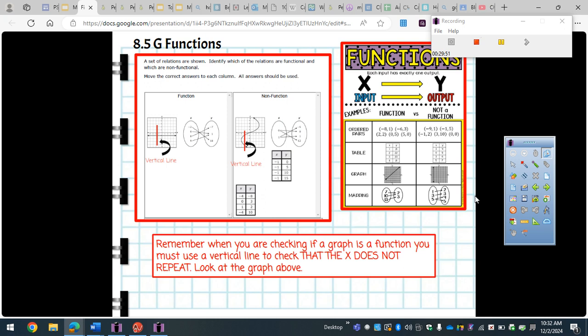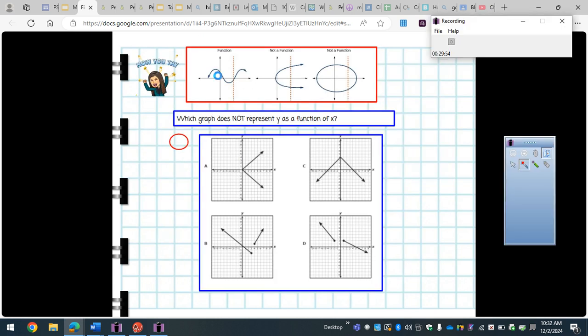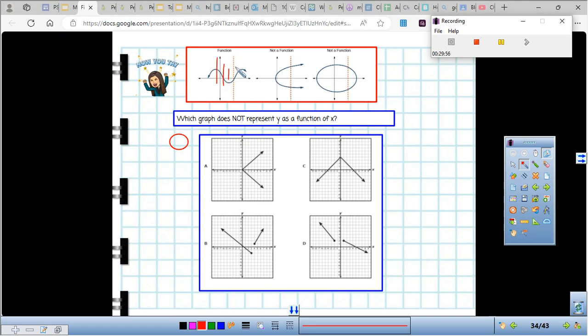Okay, next question. Let's do this one. Again, vertical line test: crosses it once, function. Crosses it twice, not a function. Crosses it twice, not a function. This graph, not a function. Crossing it twice, not a function.